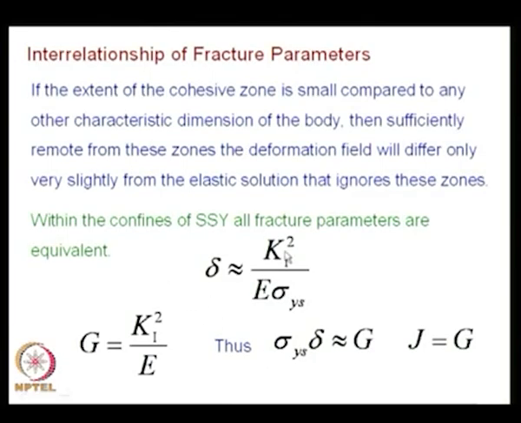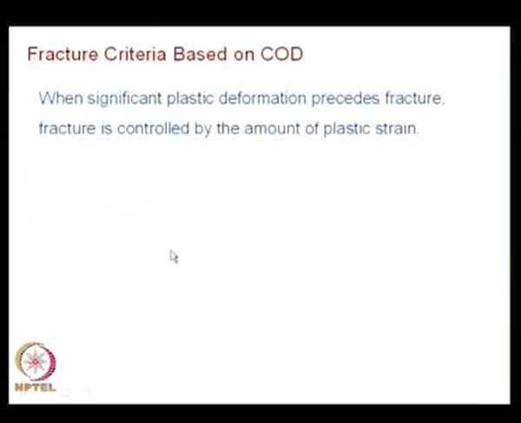We have seen K1 becomes K1C, you have the fracture toughness, and then you also have G becomes G1C or J becomes J1C. On similar lines, people also have identified a critical value of CTOD. So, you can also have a fracture criteria based on COD, because it is used in either way, CTOD or COD.